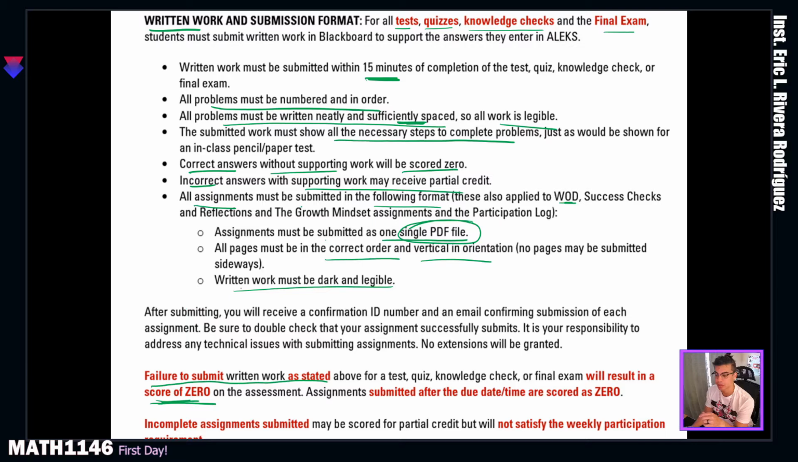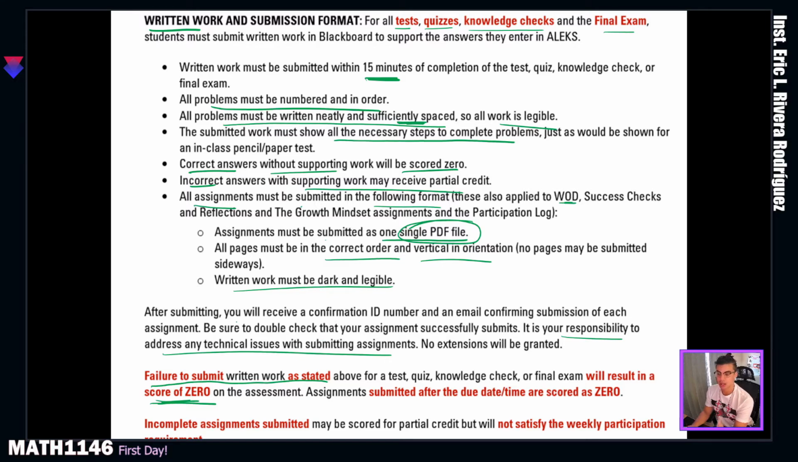Right? You are going to be responsible for addressing any technical issues. That means that if you are getting technical issues, you need to right away send me an email. Eric, I am having this issue with this particular assignment. How can you help me? And then that's going to be the first step to figure out what's happening.